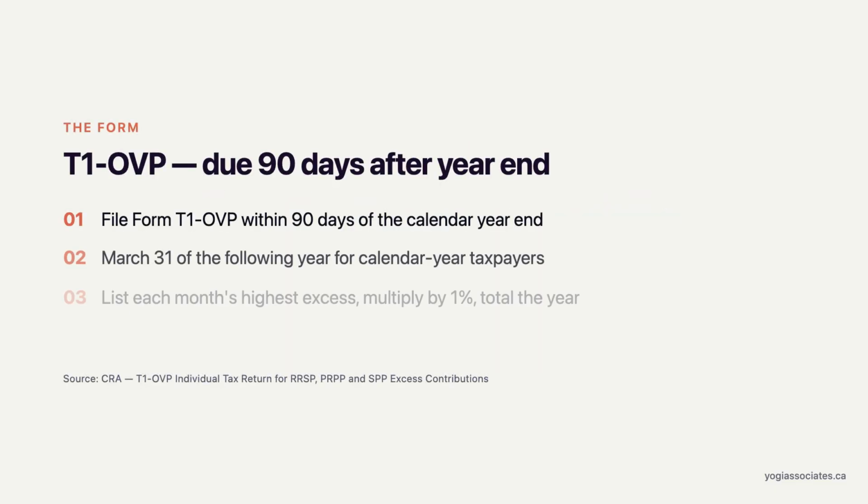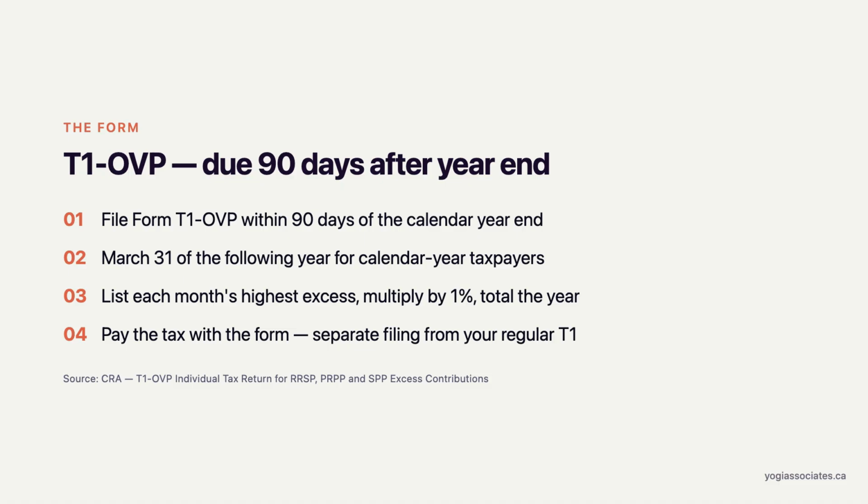When the penalty applies, you don't add it to your regular tax return. You file Form T1-OVP within 90 days of the calendar year end. That's March 31st if your tax year is calendar. The form is short. List each month's highest excess amount, multiply by 1%, total the year, pay the tax with the form.